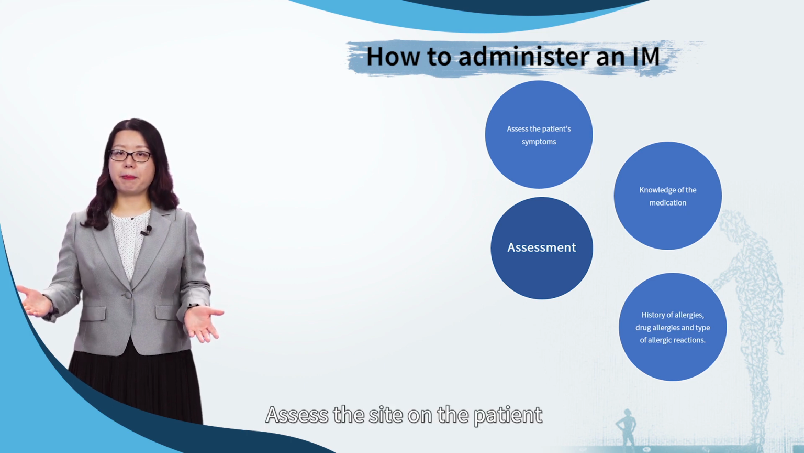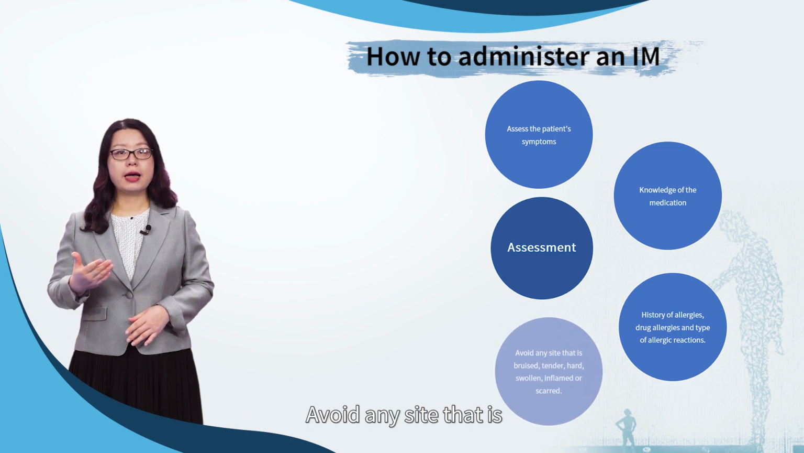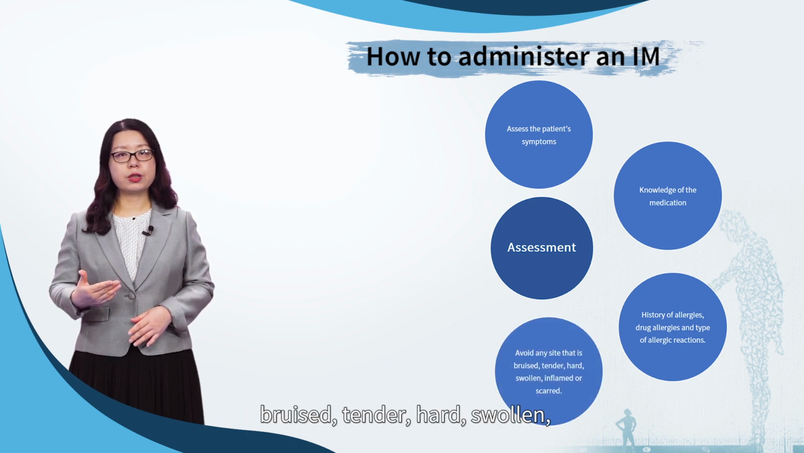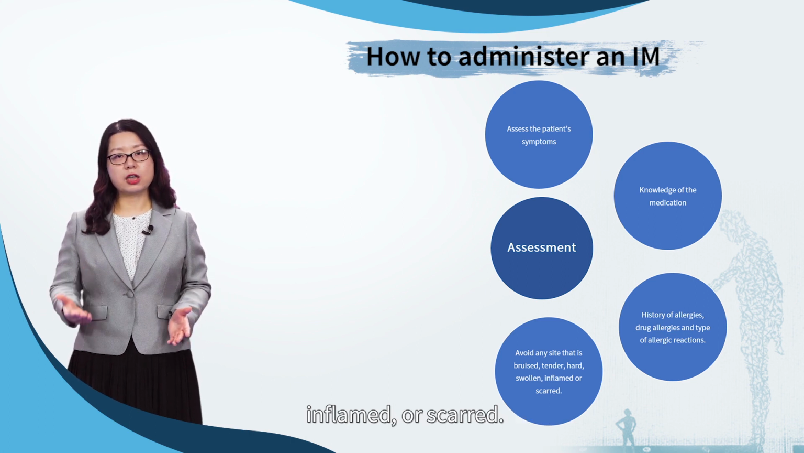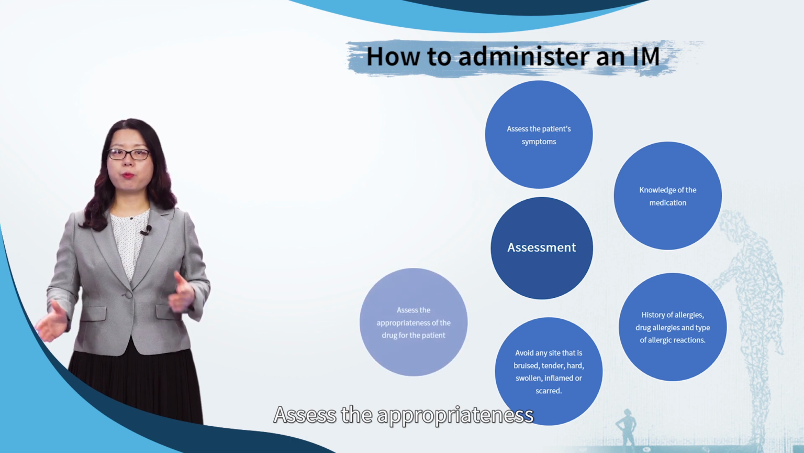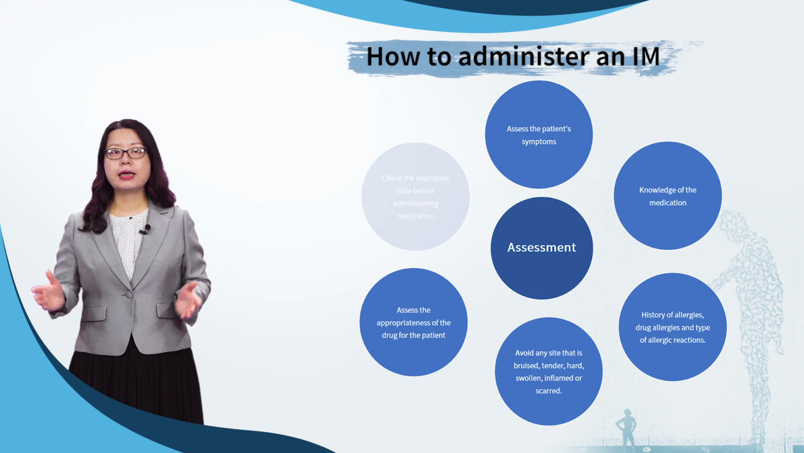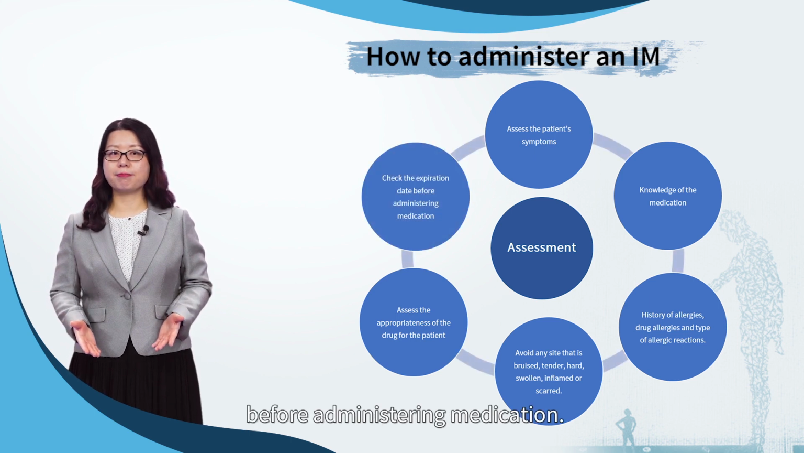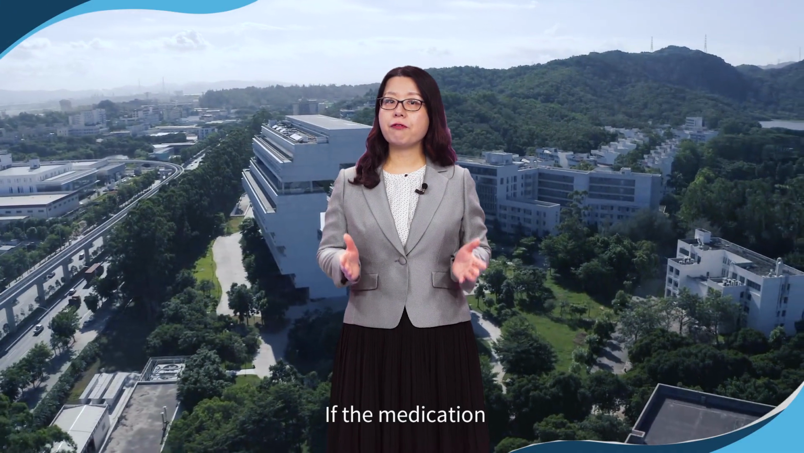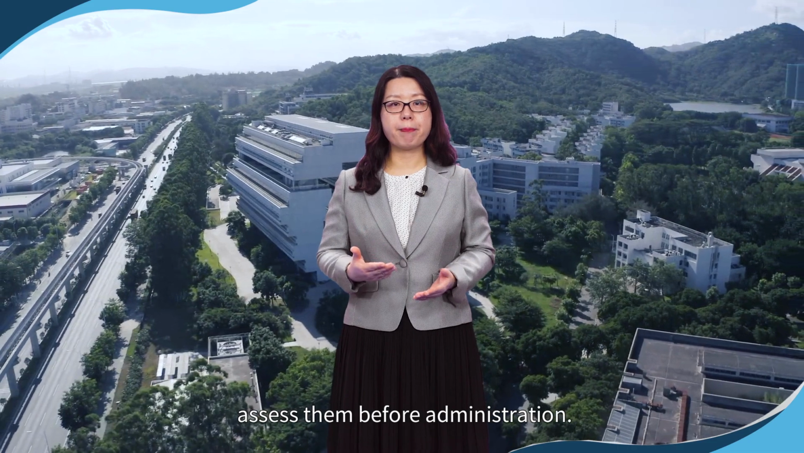Assess the site on the patient where the injection is to be given. Avoid any site that is bruised, tender, hard, swollen, inflamed, or scarred. Assess the appropriateness of the drug for the patient. Check the expiration date before administering medication. If the medication may affect the patient's vital signs, assess them before administration.